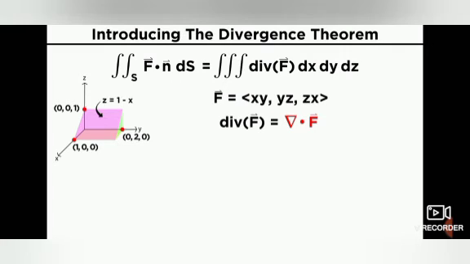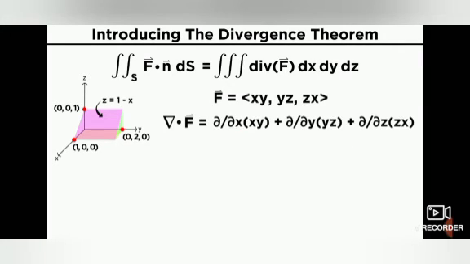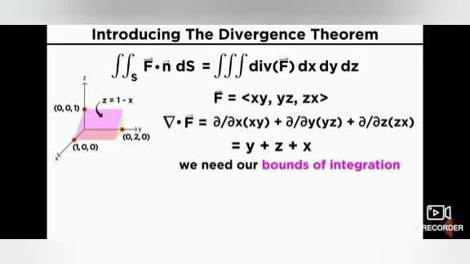Del is the operator dou by dou x i vector, plus dou by dou y j vector, plus dou by dou z k vector. So now del dot F, that is the divergence of F, is given by dou by dou x of xy, which equals y, plus dou by dou y of yz, which equals z, plus dou by dou z of zx, which equals x.